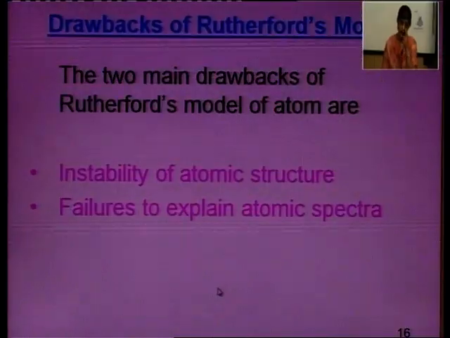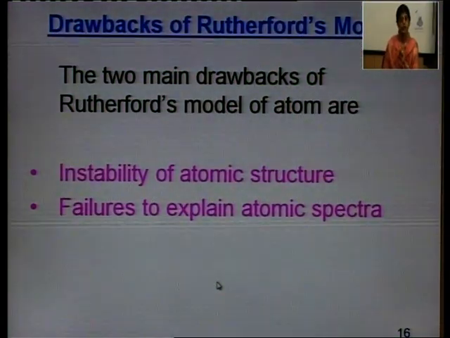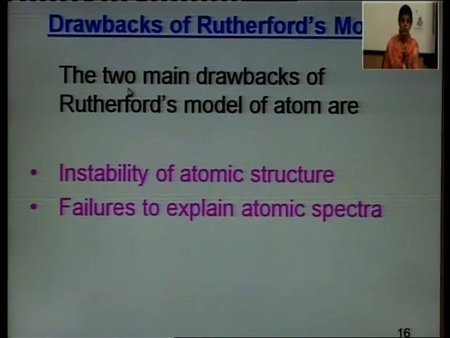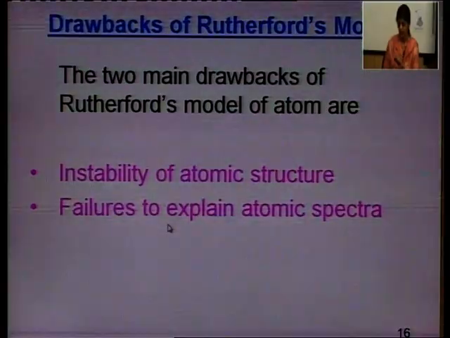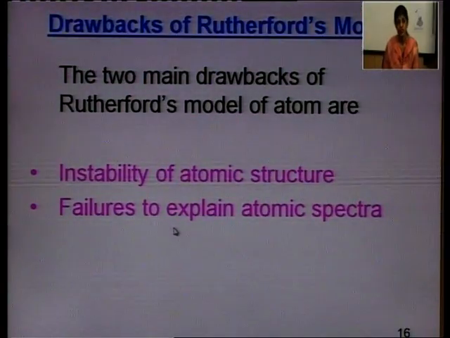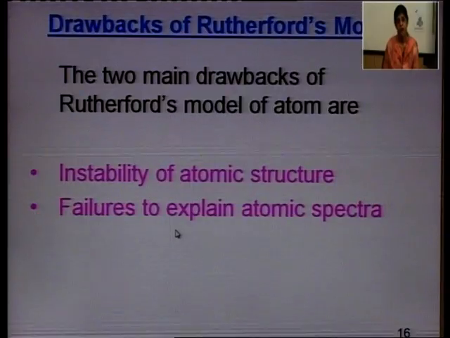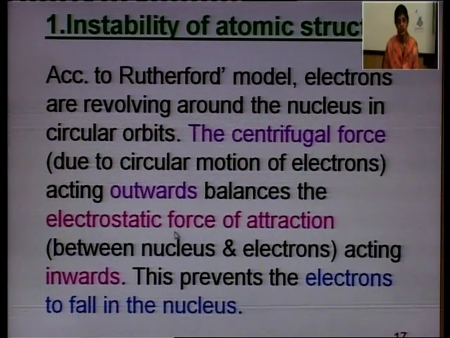So, now we will discuss the drawbacks of Rutherford's model. Rutherford had said that we have two portions of an atom, a nuclear portion and an extranuclear portion in which we had the electrons. But this Rutherford model suffered two drawbacks. First is the instability of the atomic structure. It could not explain the stability of atomic structure, and further it could not explain the line spectrum of hydrogen. Let us see how it couldn't explain the stability of atomic structure.